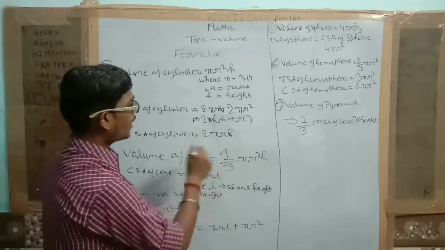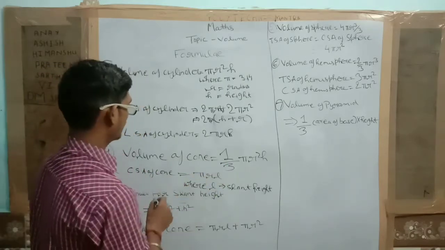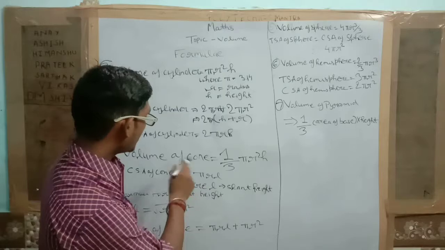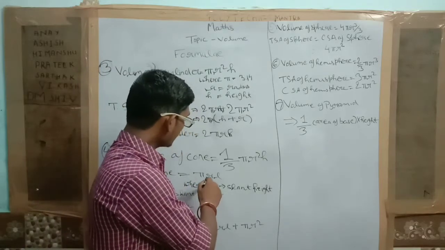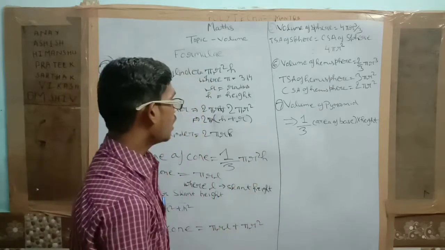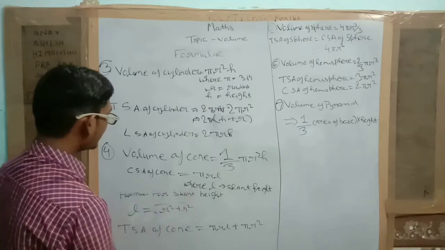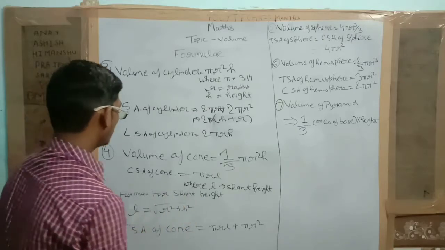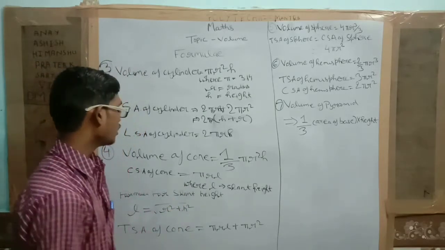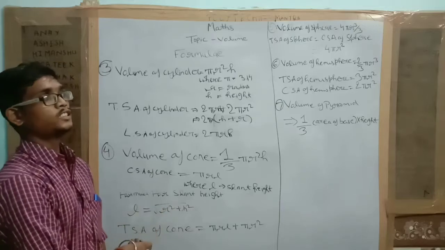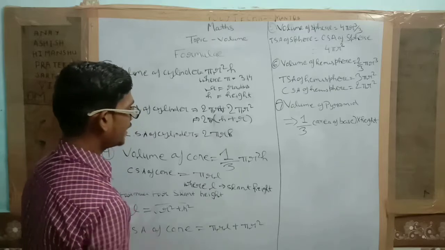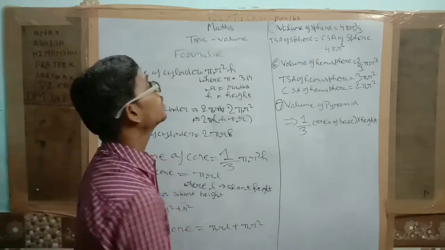Volume of cone is 1 by 3 pi r square h. CSA of cone is pi r l. Here pi r l where l is slant height. Slant height means hypotenuse of cone. For finding slant height, we have to take under root of the addition of radius square and height square. TSA of cone is pi r l plus pi r square.